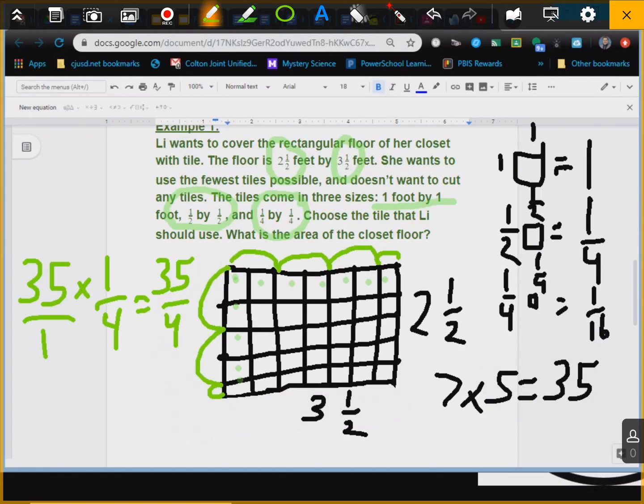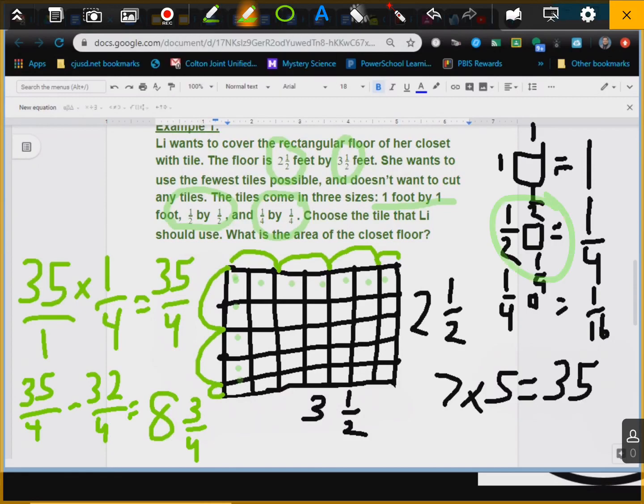And when we convert it to a mixed number, we know that 4 goes into 35 8 whole times. 4 times 8 is 32. So 35/4 minus 32/4 would equal 8 and 3/4. So we know that the half tiles would fit without cutting any tiles, and that would be the best one, because since it's 3/4, the whole tiles wouldn't work. You would have to cut one into a fourth, and she doesn't want to cut any tiles. So a half would be the biggest one that she could use that would fit.